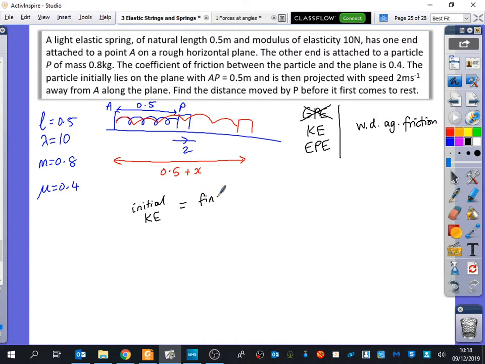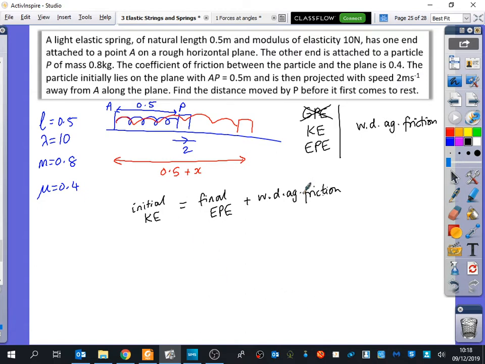Good. So the initial kinetic energy is going to go into its final elastic potential energy plus the work done against friction. You can see I can't be bothered to write that out. Work done against friction. Initial kinetic energy is easy. Final elastic potential energy is easy. We're going to need to think carefully about work done against friction. If I were you in an exam scenario, I would write this first bit out, then go and do some other bits of working, and then come back to it.